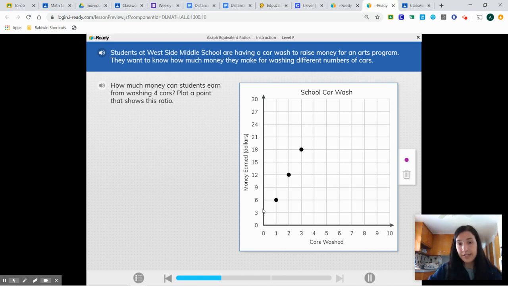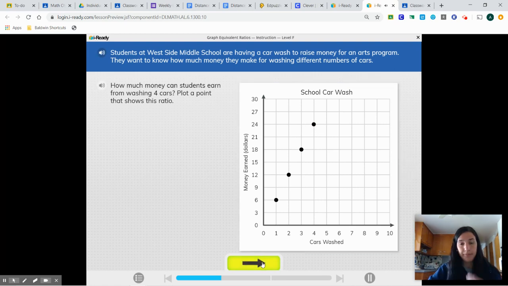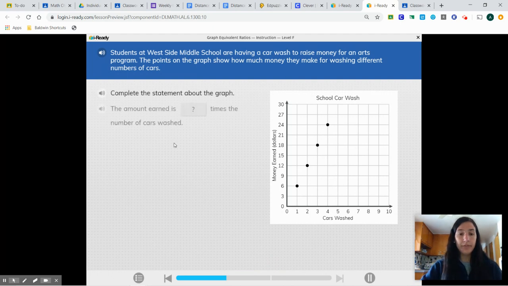So what that tells us, 6 is on the money axis, 1 is on the cars washed axis. So 1 car costs $6. So if we want to plot a point for 4 cars, we do 4 times 6, which will give us 24. So our point will be (4, 24). Great. Now what this tells us is our unit rate, which we're going to fill in right here.